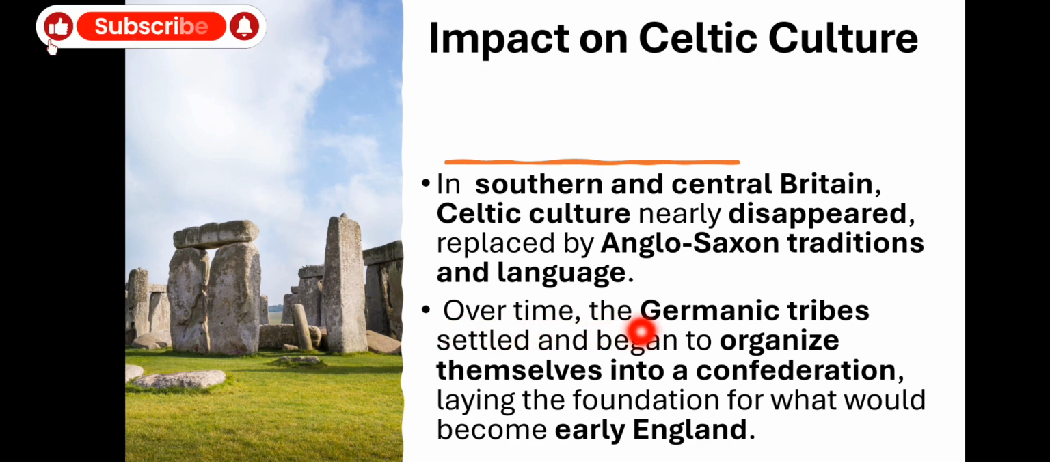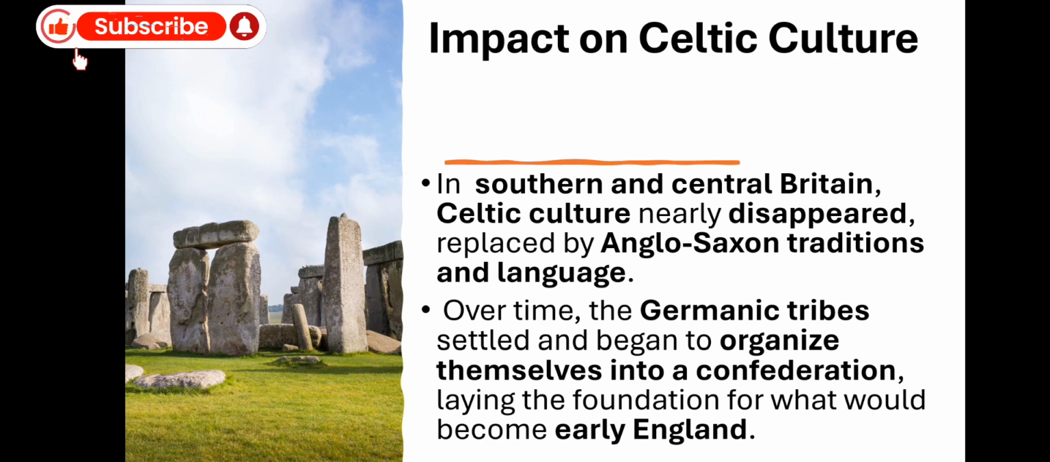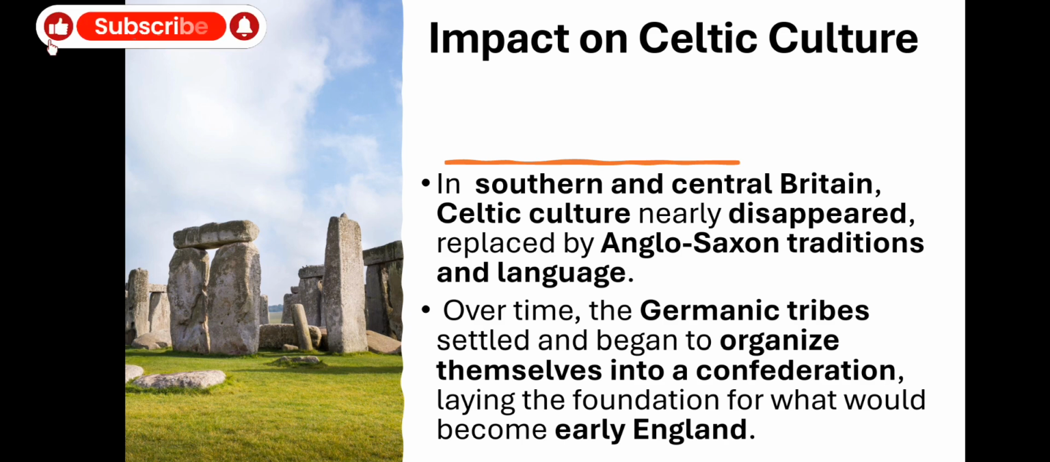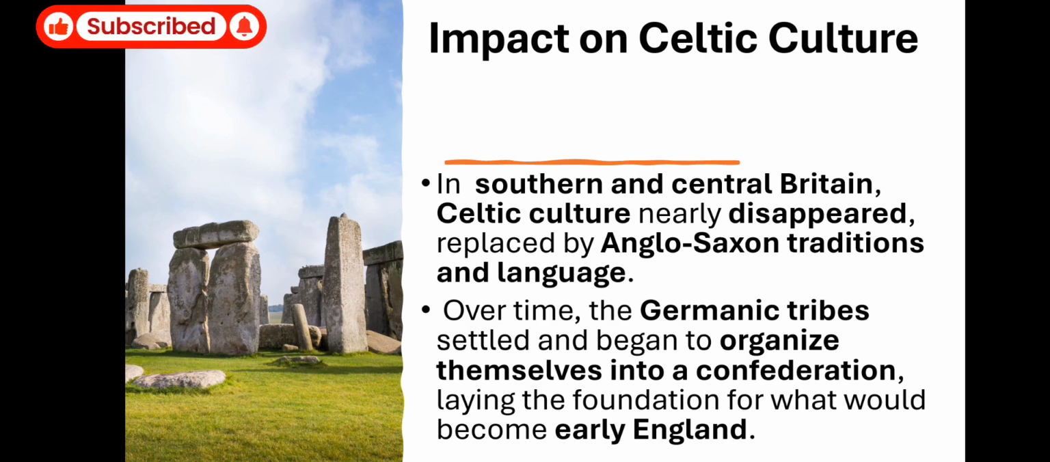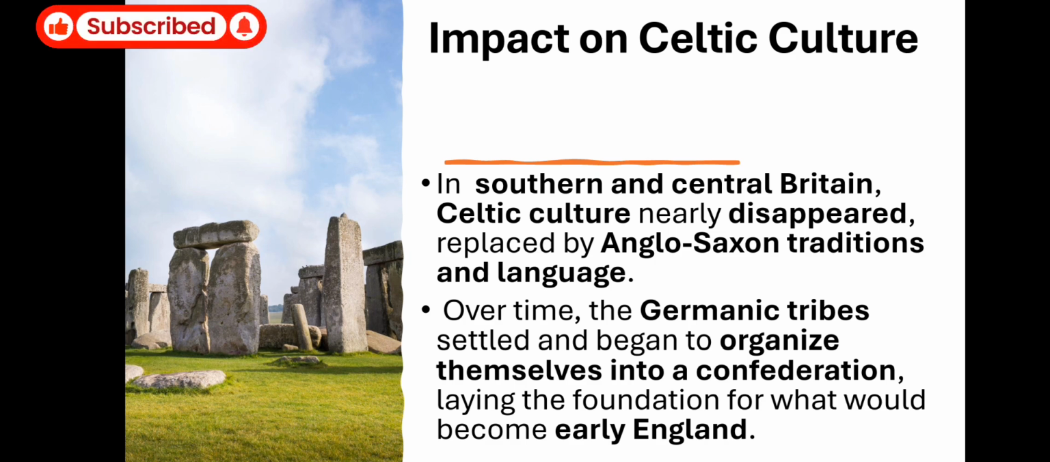Now, over time, the Germanic tribes settled and began to organize themselves into confederations, laying the foundation for what became early England. These Germanic tribes settled in different parts of Britain and united, and after this unification they gave it a name: England. It became a confederation, a union of the different parts of Britain. What parts there were we will discuss on the coming slide.